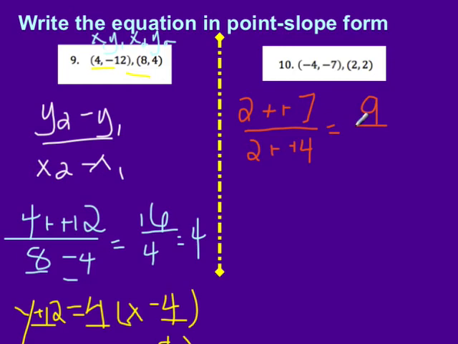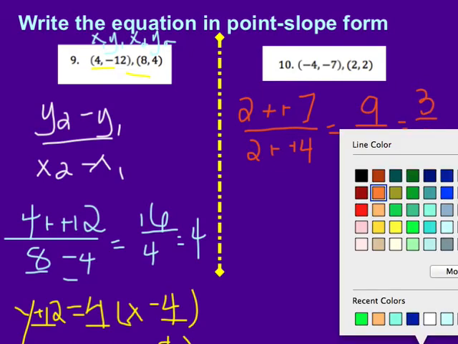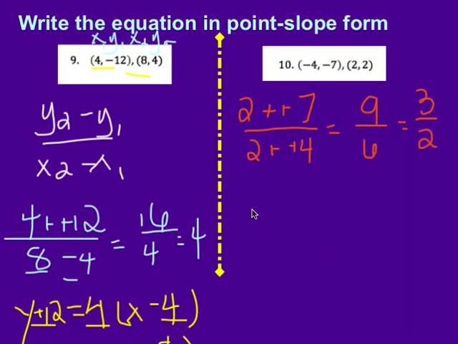And then 2 plus 4 is going to give us 6. Well, the fraction 9 divided by 6 is reducible. They're both divisible by 3. So then I'm left with 3 halves. So that's my slope, 3 halves. Now I can plug it into point slope form using either equation. Let's try it with the first point.